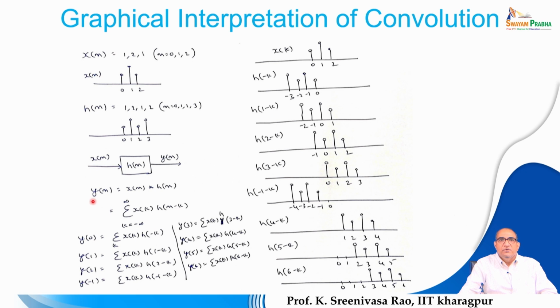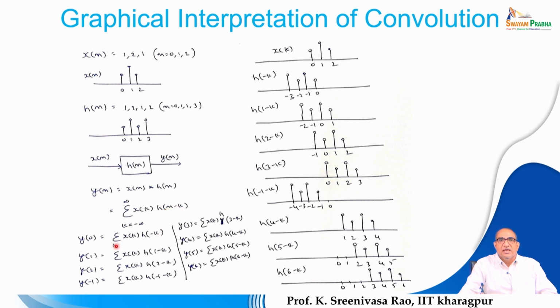So, here we know that if you plug in different values of n into this expression, you can evaluate the convolution, the output sequence. The output response is nothing but a convolution between these two. So, y of 0 is nothing but x of k into h of minus k, because n equals 0.